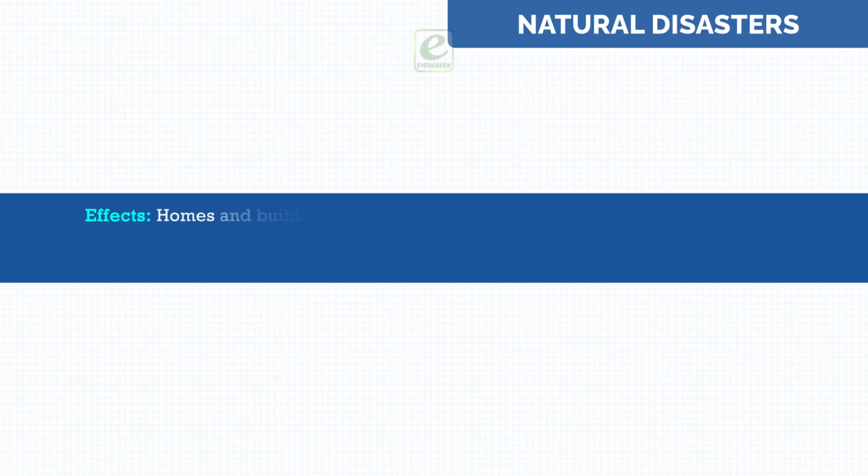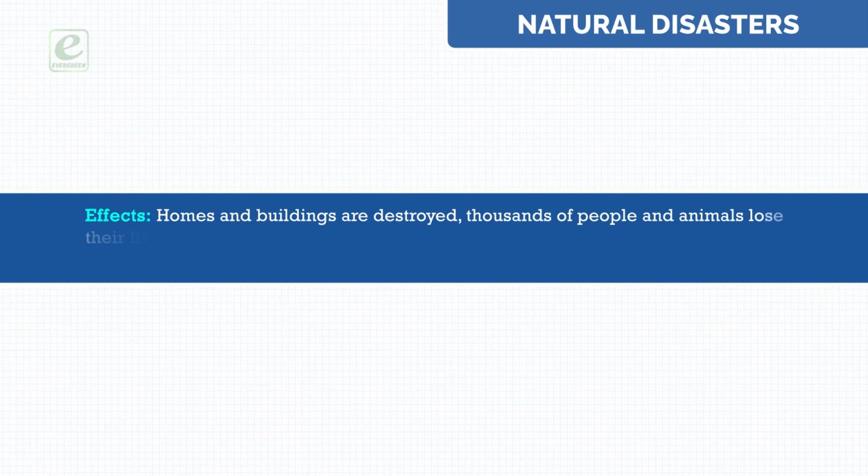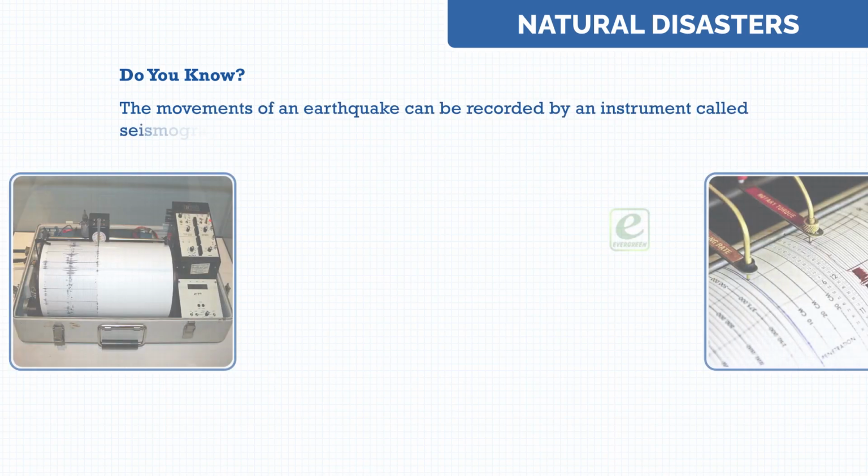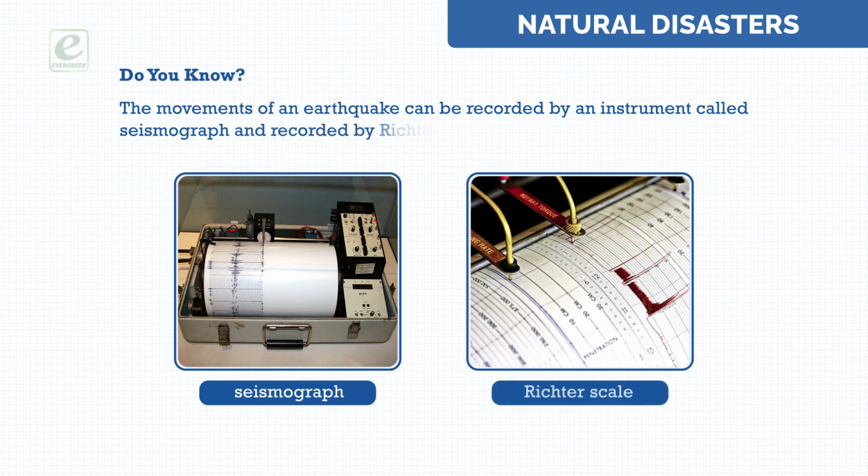Effects. Homes and buildings are destroyed, thousands of people and animals lose their lives and are injured, huge loss of property, many families are homeless, and most services are hampered. Do you know? The movements of an earthquake can be recorded by an instrument called seismograph and recorded on Richter scale.